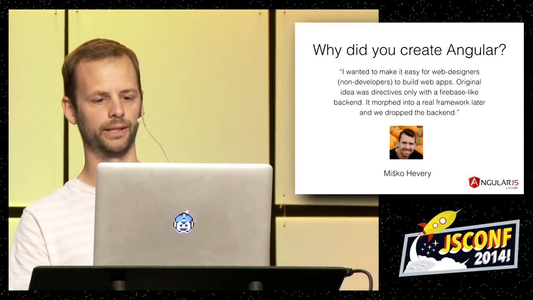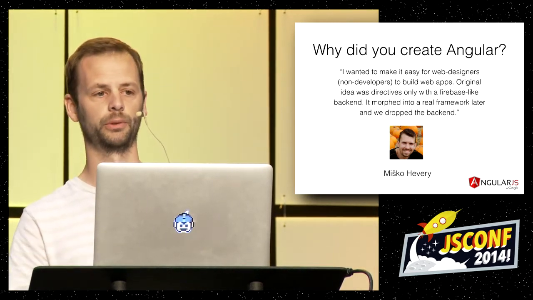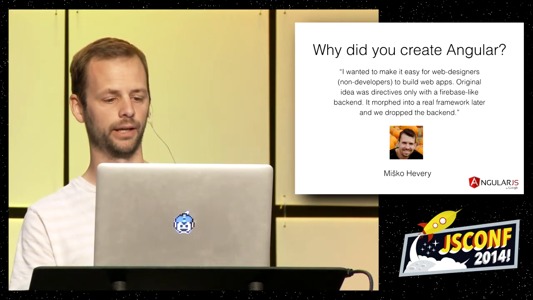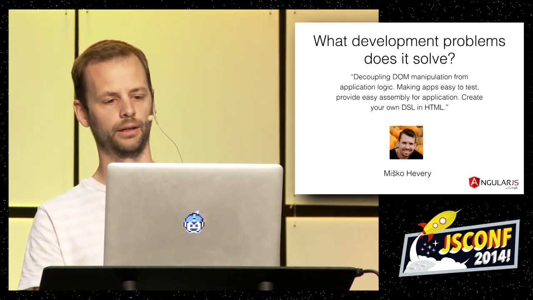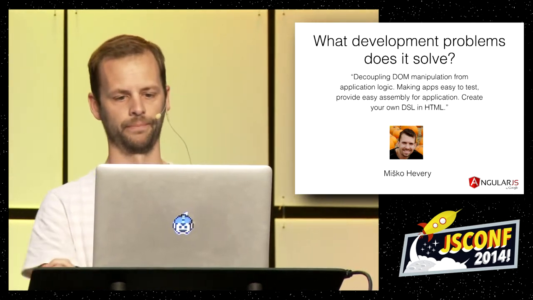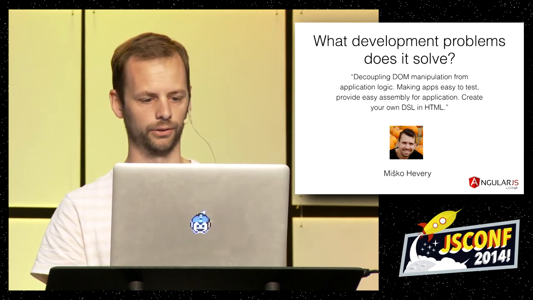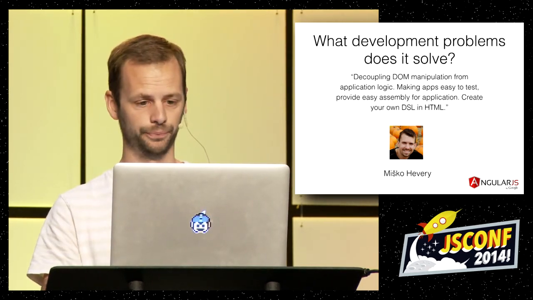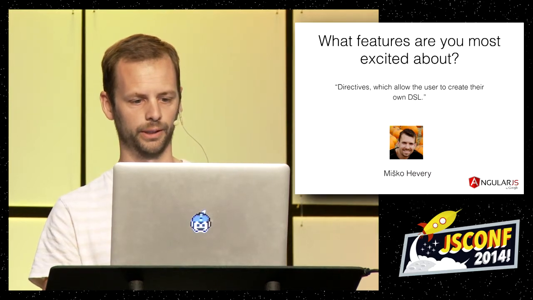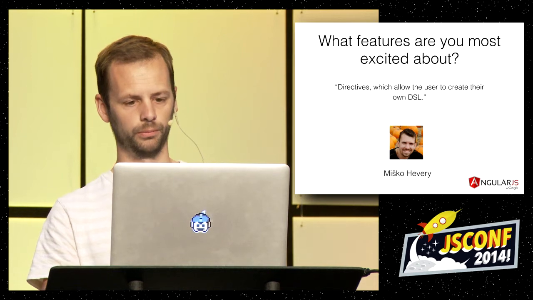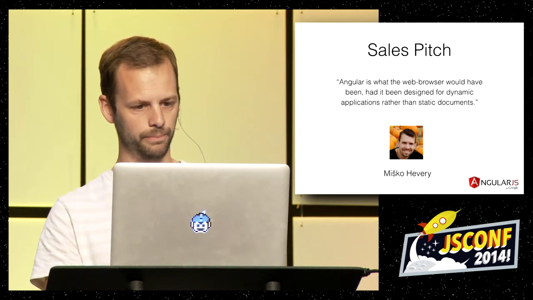Misko says he wanted to make it easy for web designers, non-developers, to build web apps. I didn't know that they had a Firebase backend idea at first, but they dropped that. What development problems does it solve? Decouple your DOM, and testing is right there is one of their first things, and then creating DSLs in HTML. What features are you excited about? Directives, so you can make your own DSL. Directives are pretty neat, especially the composition with them.